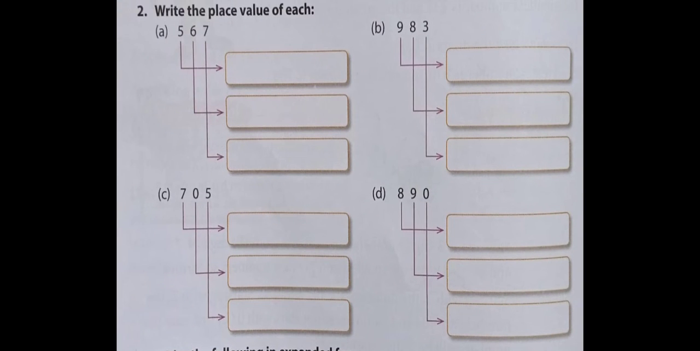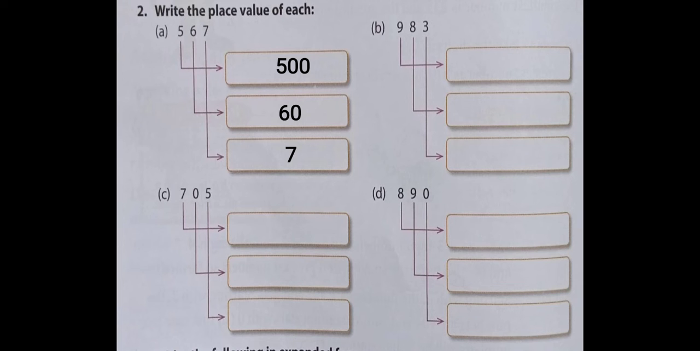Coming to part 2. Now this activity we have already done in the copy. Just now I have told you. So in A part you will write down first the place value of 5, which is at hundreds place. So the place value of 5 is 500. 6 is at tens place, so its place value is 6 tens or 60. And 7 is at ones place, so its place value is 7.